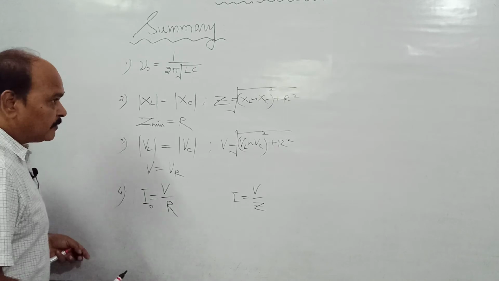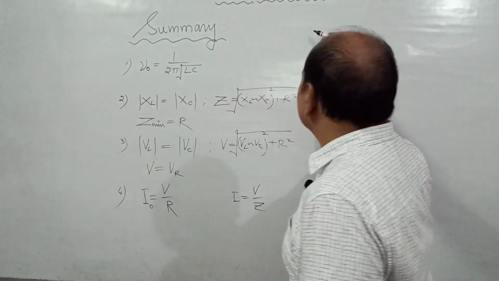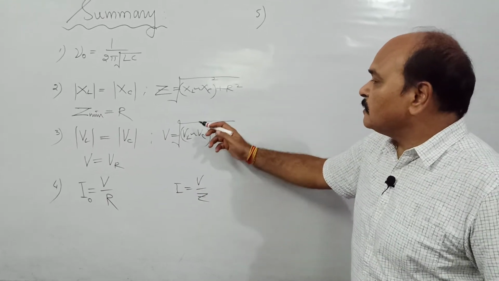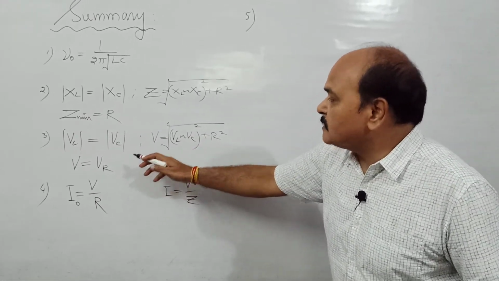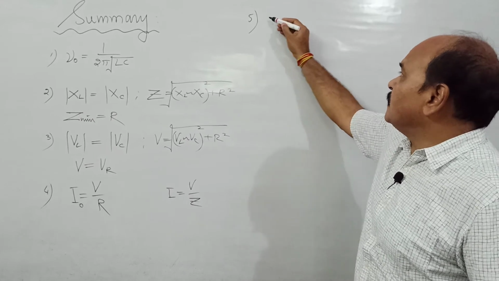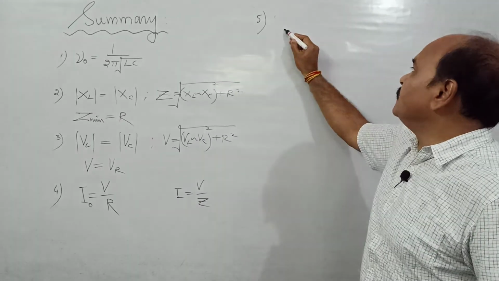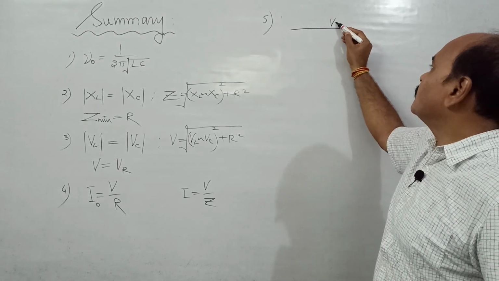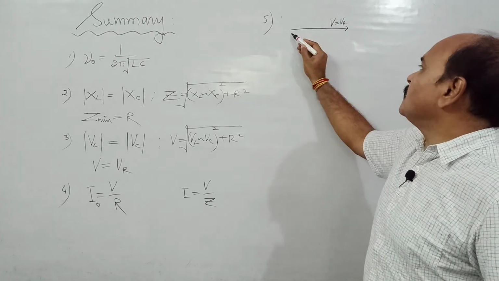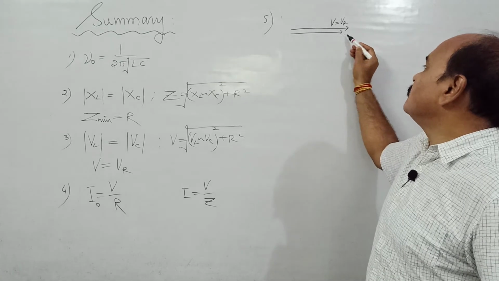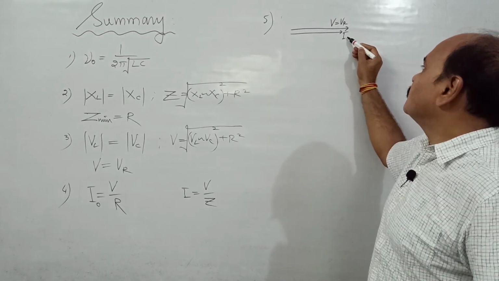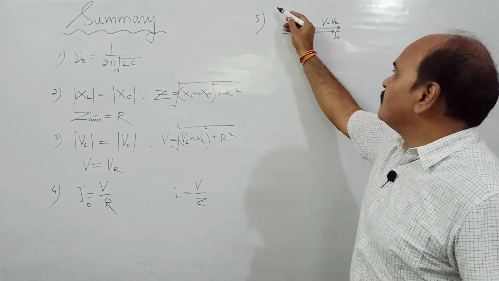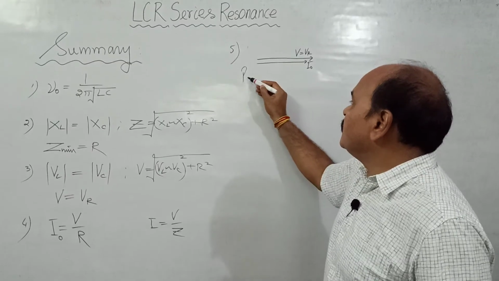Well, since VL and VC are equal to each other, the overall voltage is the voltage across resistance and the current. So the nature of the circuit is what? This is V, and this is the same as VR. Current is always parallel to the VR vector at resonance. So what happens? The circuit behaves like a purely resistive circuit.